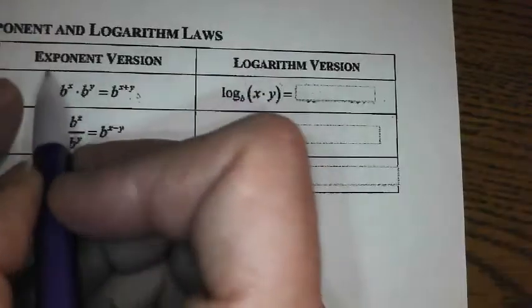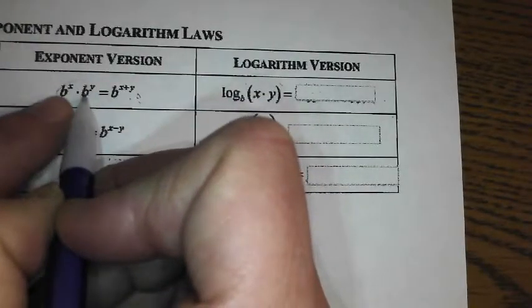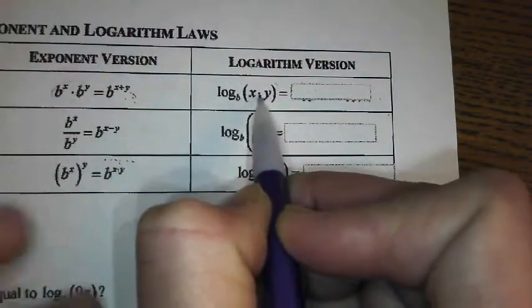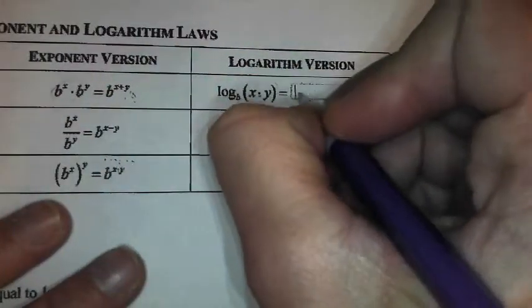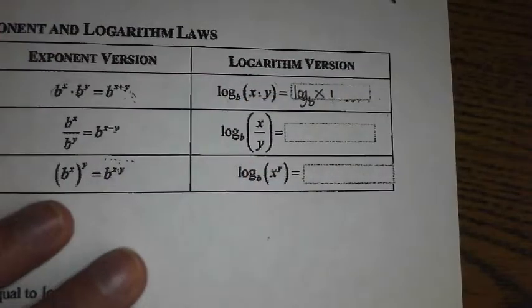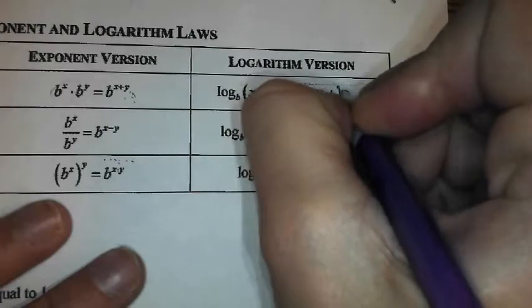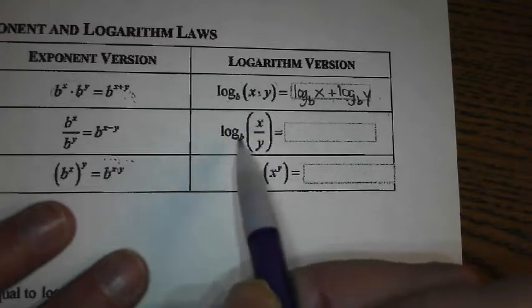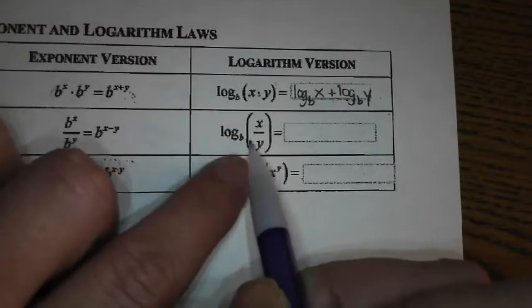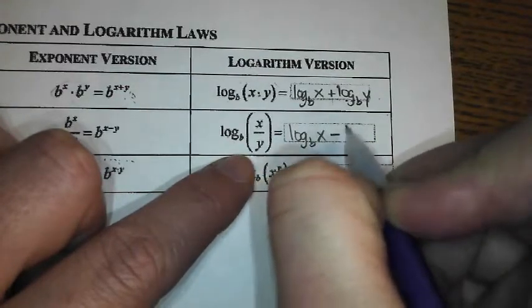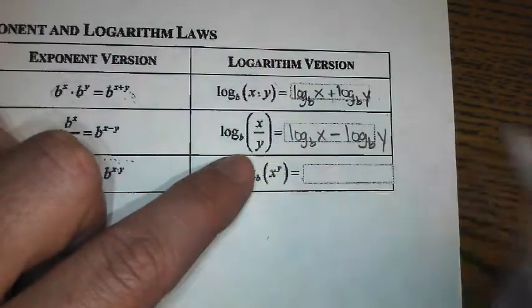So just like the multiplication of common bases turns into the addition of exponents, multiplication here for logs turns into addition: log base b of x plus log base b of y. And if you had to guess, what do you think division for a log turns into? Subtraction: log base b of x minus log base b of y.